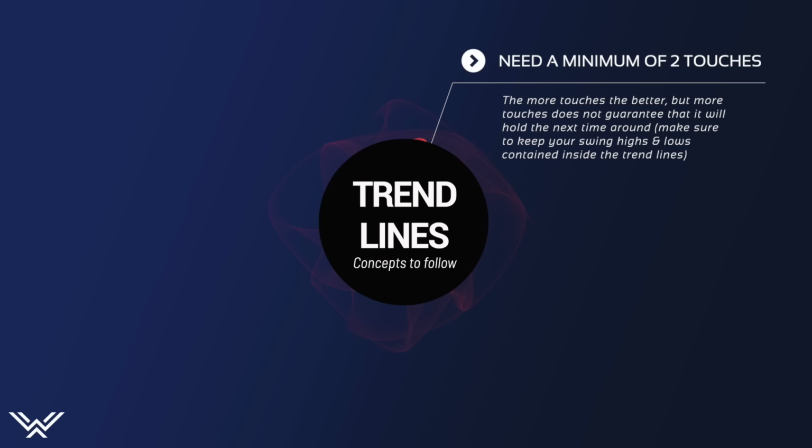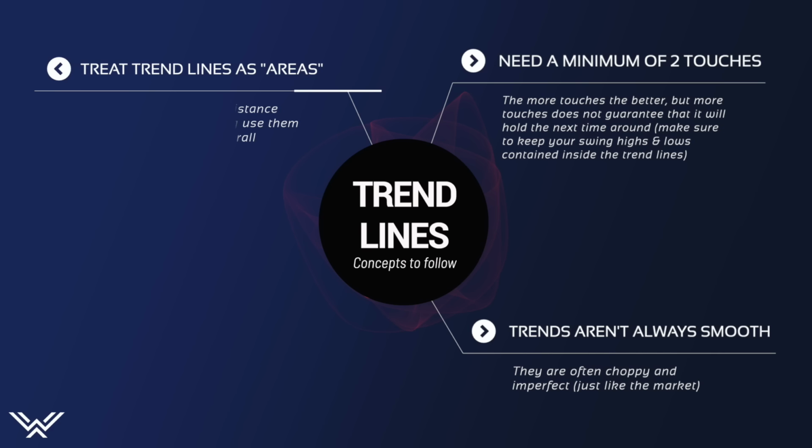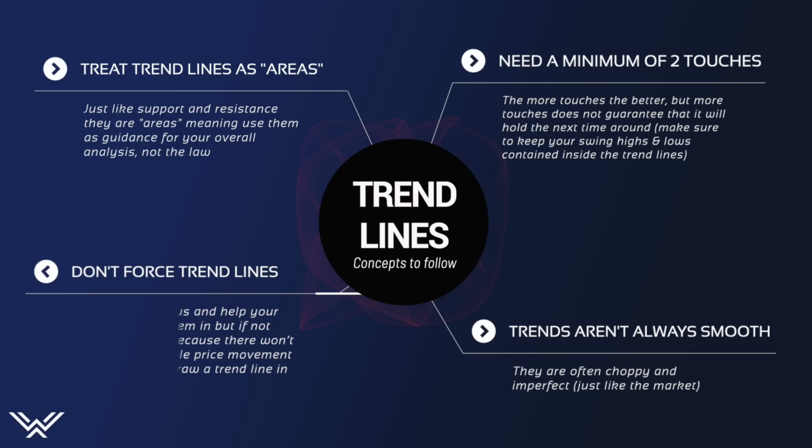2. Trends don't always move smoothly. They're often choppy and imperfect. 3. Treat trend lines as areas, meaning use them as guidance for your overall analysis, not the law. 4. Don't force trend lines. If they are obvious and help your overall analysis, draw them in. But if not, leave them out, because there won't always be suitable price movement where you can draw a trend line on it.